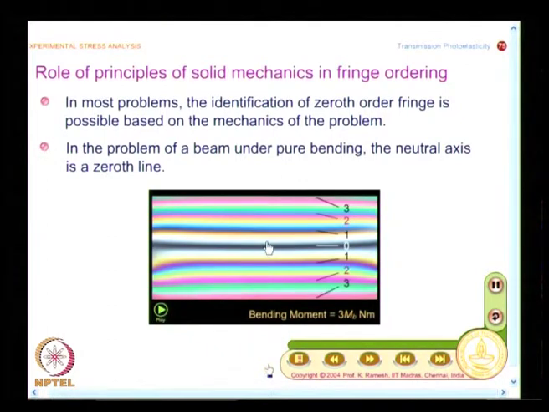And another question we have not raised all along: I said you have fringe orders only as positive integers in photoelasticity. Neither did you ask me how to find out whether it is a tension side or compression side by looking at the fringe order alone. We will see a methodology experimentally, but because it is a simple problem, if you know how you have applied the load, we have applied the load like this, it is bent like this. So, the top fiber is compression, bottom fiber is tension, that we know.